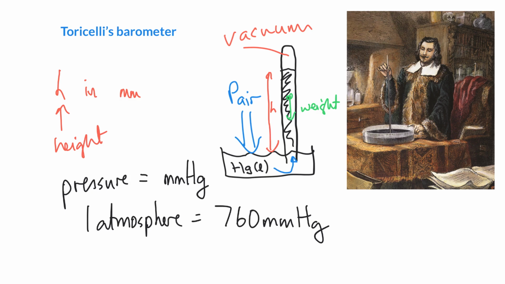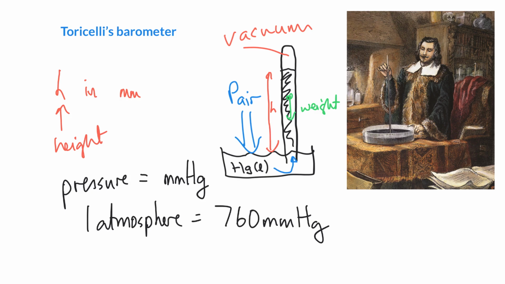If you've ever had your blood pressure taken, you might have a pressure like 130 over 70. Those are actually millimeters of mercury. So 130 millimeters of mercury when your heart is pumping, and 70 millimeters of mercury when it is resting. So those are the pressures above 1 atmosphere, it turns out.